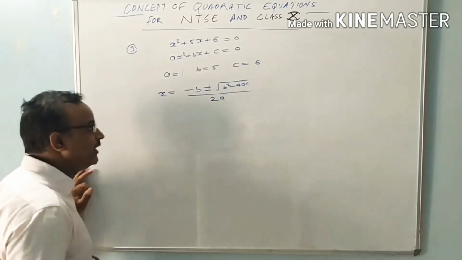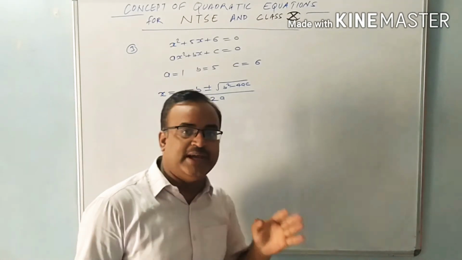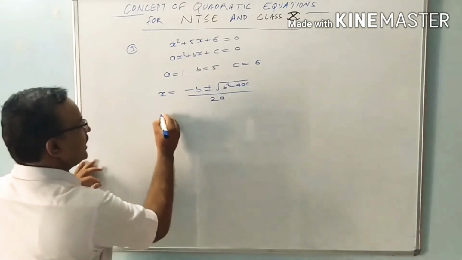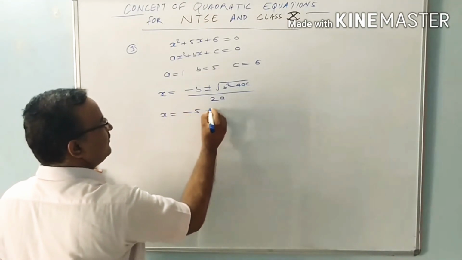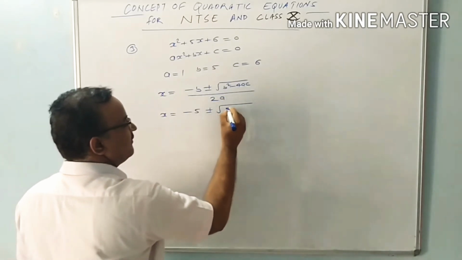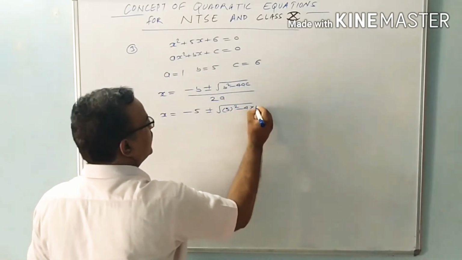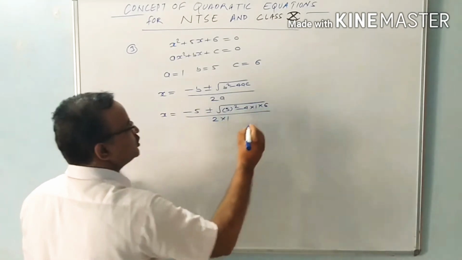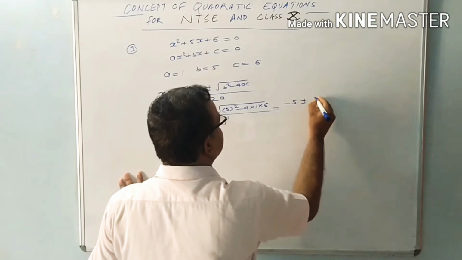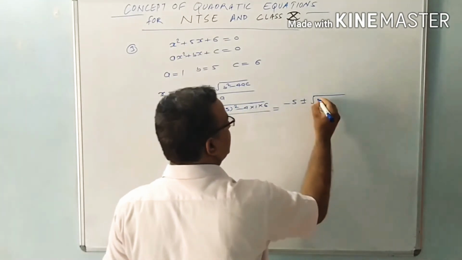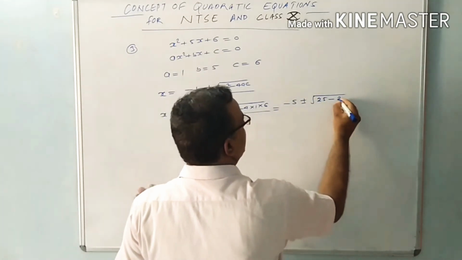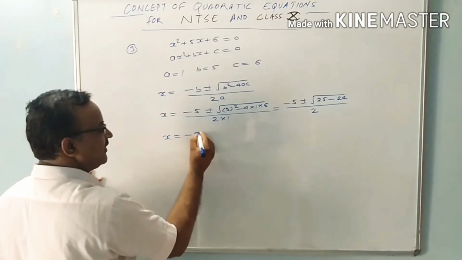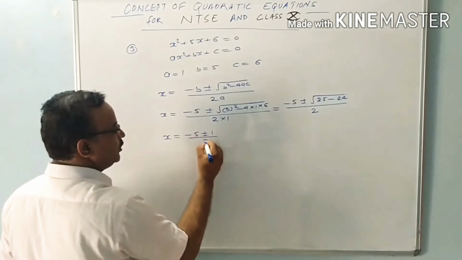This is the quadratic formula, and this formula is given by the Indian mathematician Sridharacharya. Now we'll put in the values of a, b, c. So x is equal to minus 5 plus minus root of 5 square minus 4 into 1 into 6, divided by 2 into a. So it is equal to minus 5 plus minus square root of 25 minus 24, divided by 2. So we'll write x is equal to minus 5 plus minus 1 by 2.